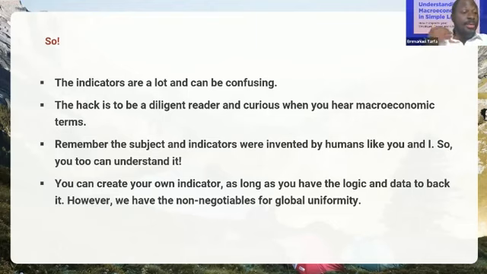Or from hell. Now, the last one is you can create your own indicators or your own indicator, as long as you have the logic and the data to back it. However, we have the non-negotiables for global uniformity.